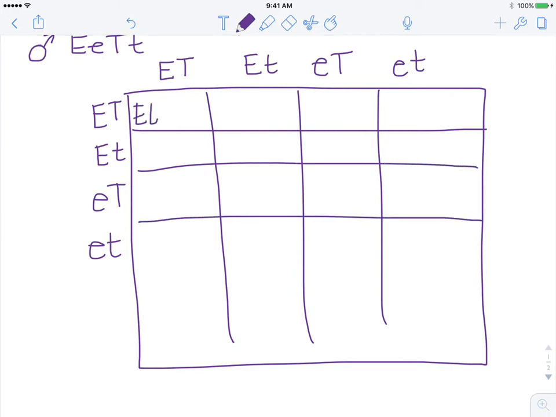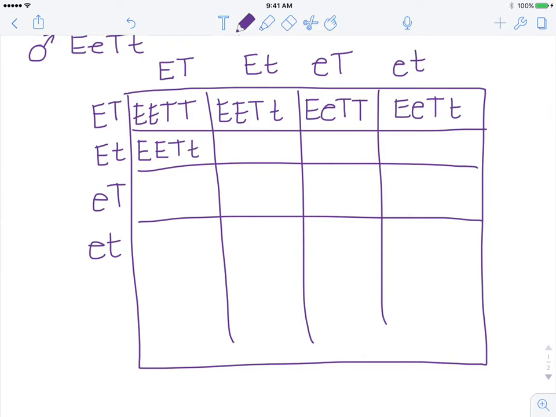So these would combine to make big E, big E, big T, big T. I like to keep my alleles for the same trait together. It just makes it easier for me to go through and look at the genotypes afterwards. Little e, and then the next one, big E. You may want to pause the video right here, see if you can fill in the rest of these squares, and then resume it and see if you get the same thing.